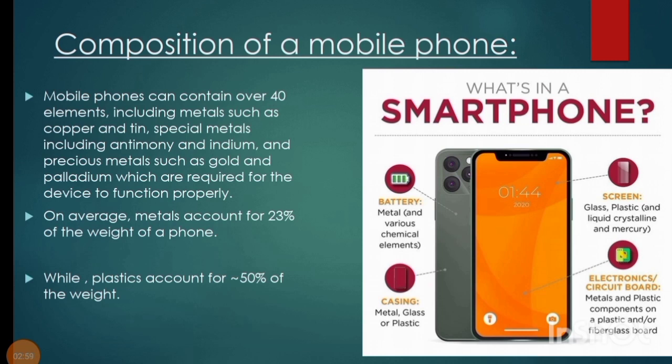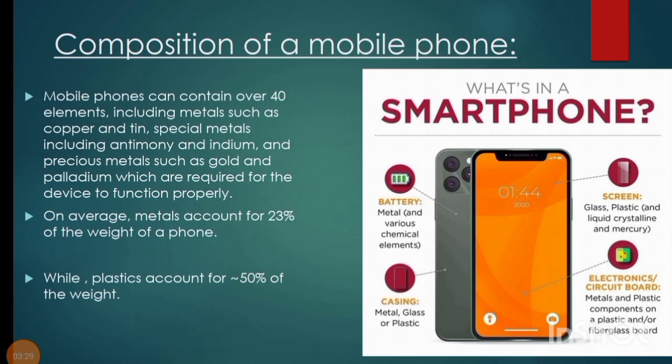Composition of a mobile phone. Mobile phones can contain over 40 different chemical elements, including metals such as copper and tin, special metals including antimony and indium, and some precious metals such as gold and palladium, which are required for the device to function properly. On average, metals account for 23% of the mobile phone's weight, while plastics account for 50% of the weight.